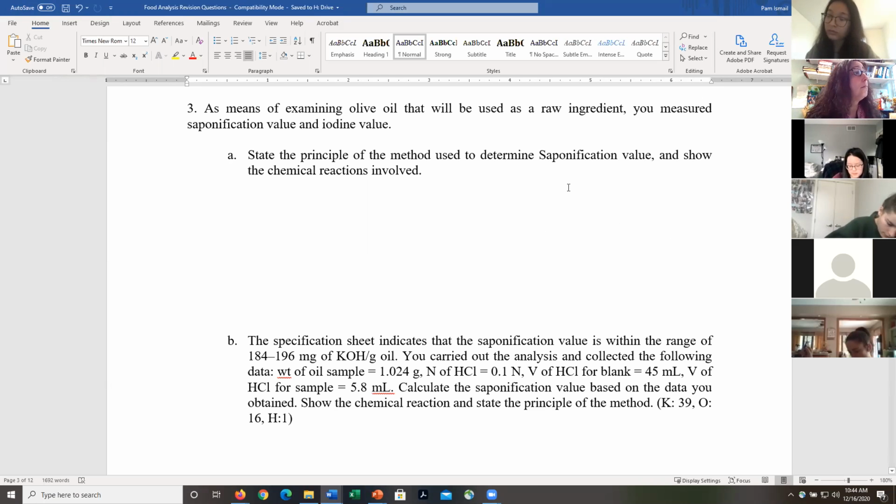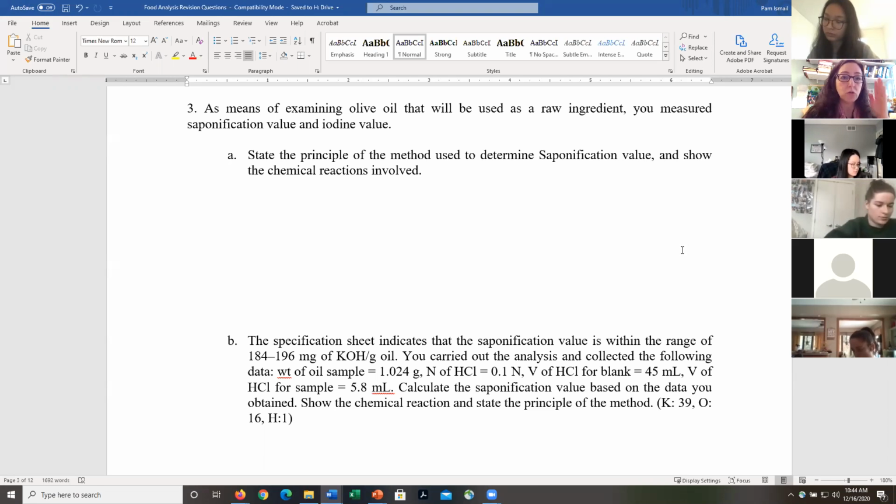So when I ask, okay, there's olive oil here. You measured the saponification value and you measured iodine value. So you want to state the principle of saponification value and show the chemical reaction. Again, when I say chemical reaction, I don't mean structure. I need you to remember that we took the triglycerides and reacted them with 3 KOH molecules. So 1 mole of triglycerides reacts with 3 KOH molecules and gives you glycerol and fatty acid salt. You don't have to even remember the second side of the reaction. I just want you to know what reacts with what.